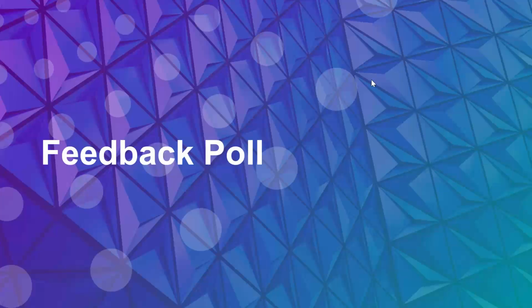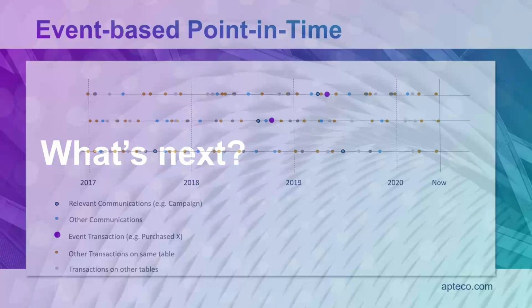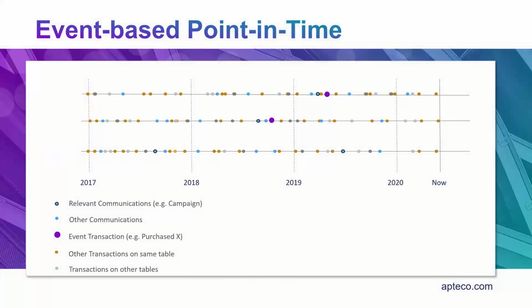Right, let's just give you a little idea of what is coming next. So here's some transactional data for 3 customers spread across a timeline, lots of different types of activities, some of which we've determined as relevant communications, some other types of communications. There's particular events we're interested in with the big purple blob, and 2 of our individuals have done that.